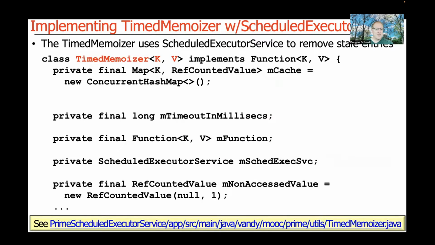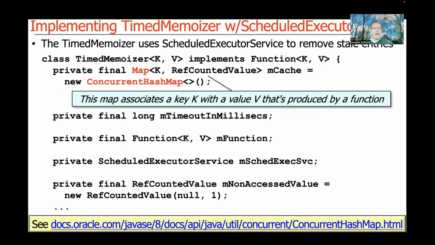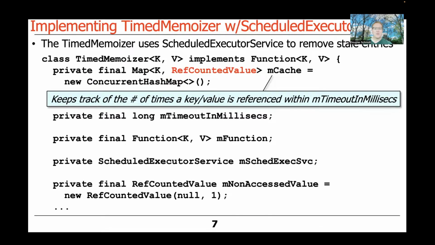So this is the class definition. You can see that TimedMemoizer implements the functional interface. We've done this before with Memoizer when we looked at that in earlier lessons. And this allows the TimeMemoizer to be used transparently whenever a function is expected. We then have ourselves a map field called mCache, which is of type ConcurrentHashMap. We've talked about that a lot of times, so I'll skip through that quickly.